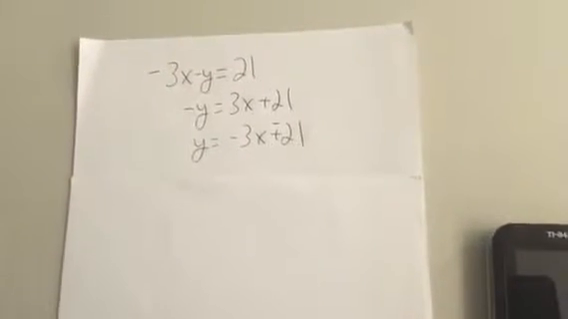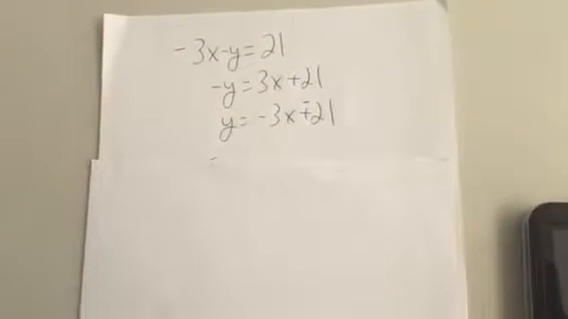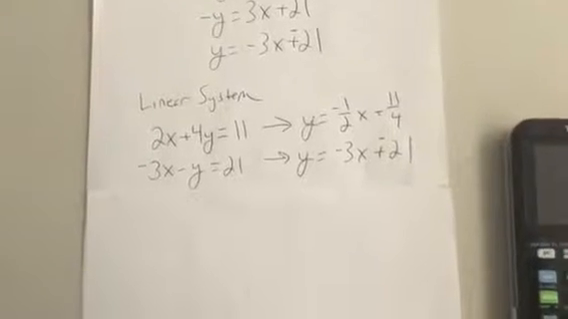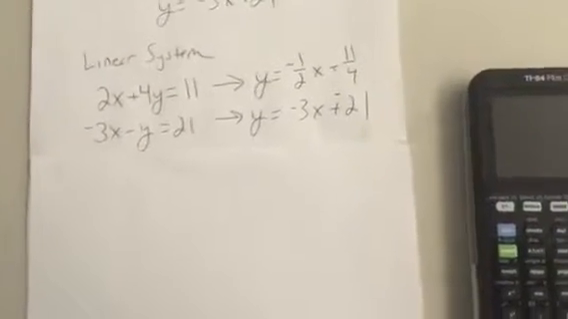Taking the second equation, negative 3x minus y equals 21, I added 3x to both sides, and then I divided everything by negative 1. So my linear system has now been converted into both equations having slope-intercept form.